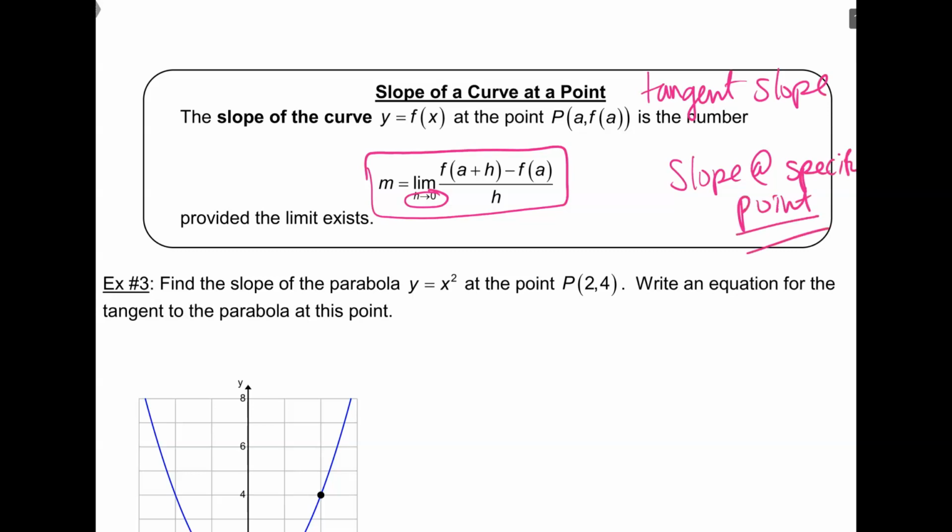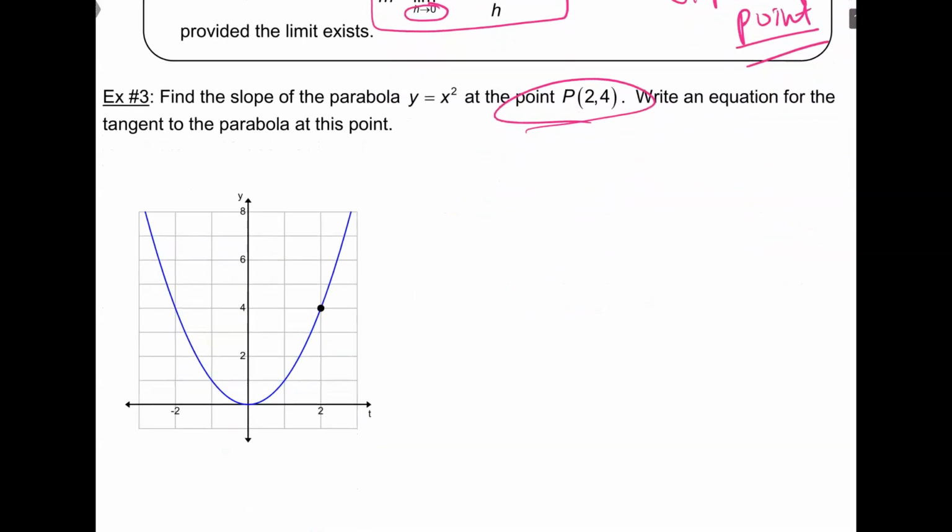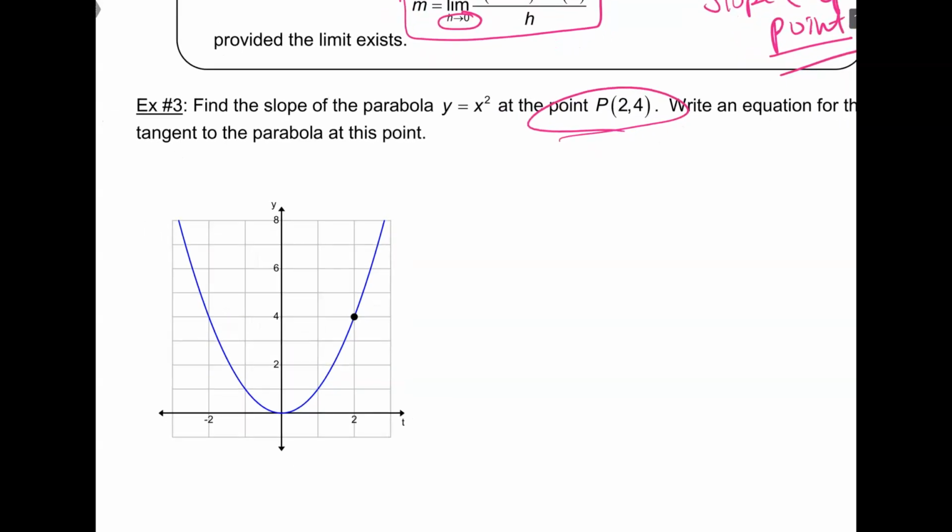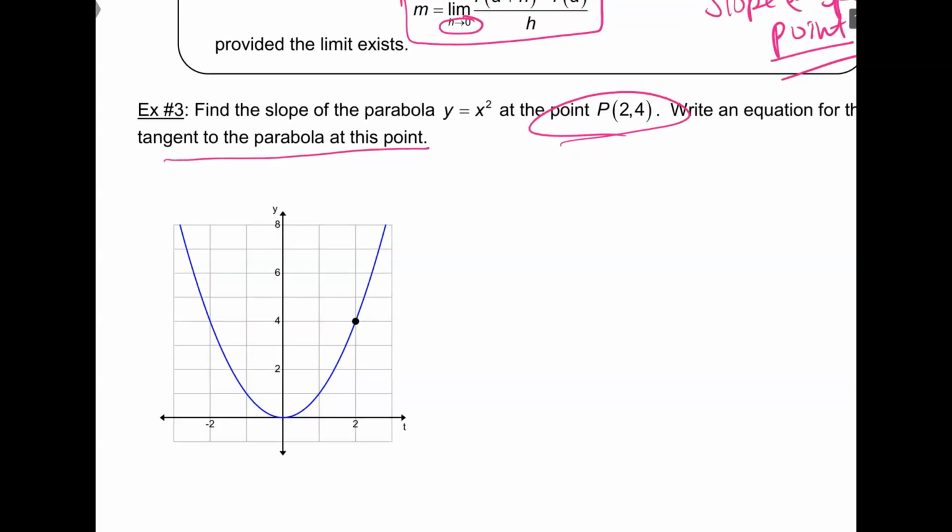Find the slope of the parabola at the point. Oh, it doesn't say average. It says at this point. All right. Write the equation for the tangent to the parabola at this point. So we'll do this problem and then we'll just end for today. So, write an equation for the tangent to the parabola at this point, so at the x value.